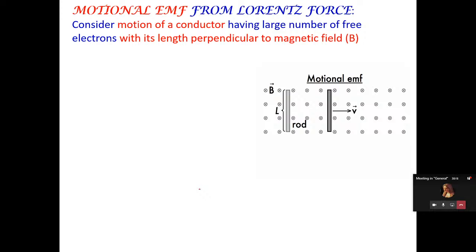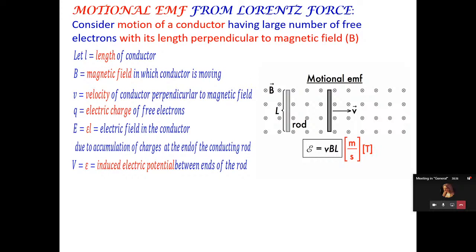We can derive the motional EMF from the Lorentz force also. Okay. So we are trying to move a conductor or a rod of length L with a velocity v. A rod of length L is moved in a magnetic field B with a velocity v. Then Q is the charge, E the electric field, and the induced electric potential is taken as V.